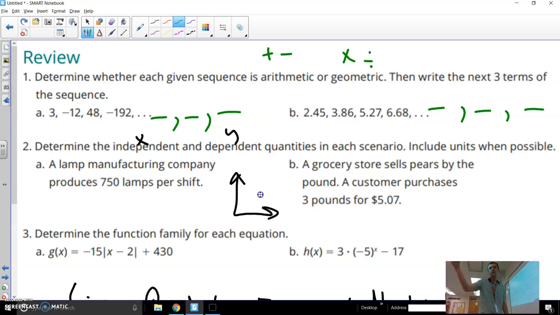Number 2, going back to the very first lesson, determine which one is independent, which one is dependent. So independent is the x-axis. That y value depends on the x value. So go ahead and go in there and just tell me which one is independent, which one's dependent. That would be awesome.